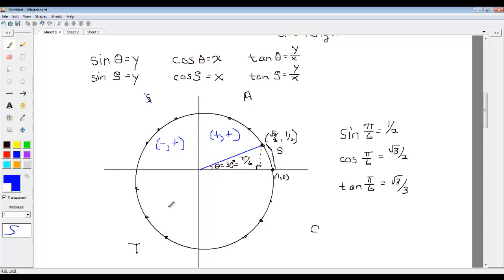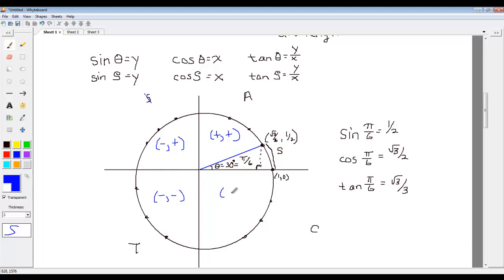In quadrant 3, tangent's positive, which means x and y have to have the same sign. In this case, everything else is negative, sine and cosine. So we got negative, negative. Cosine's negative, sine's negative. But if you look at it, x-axis is negative, y-axis is negative.